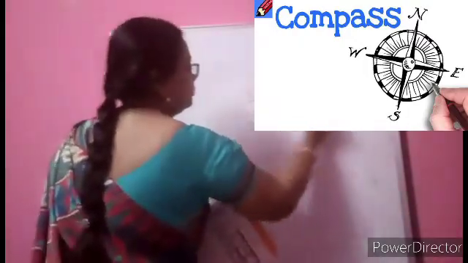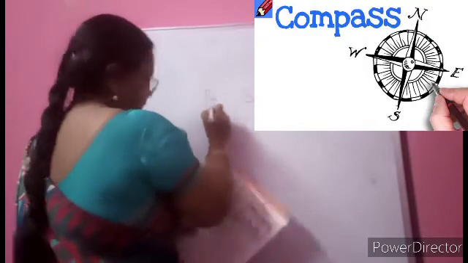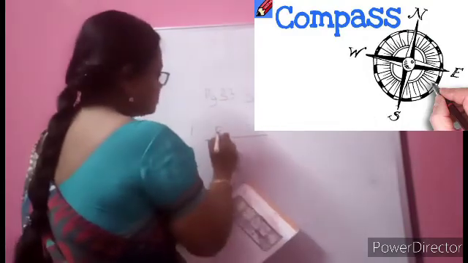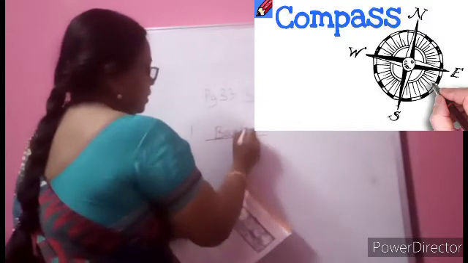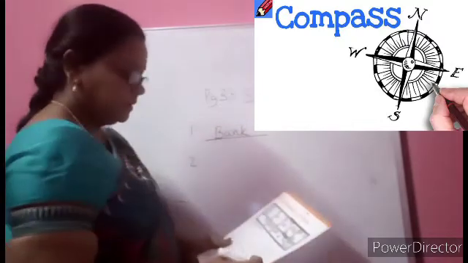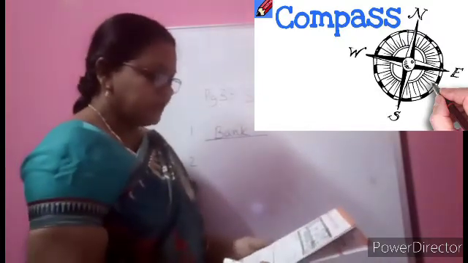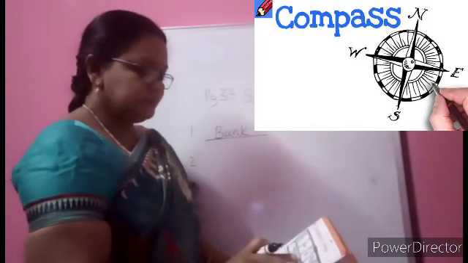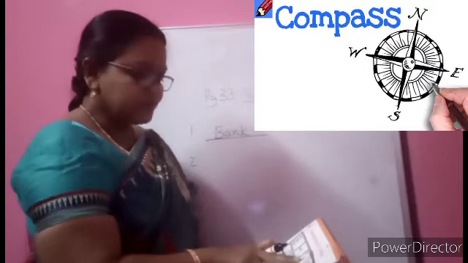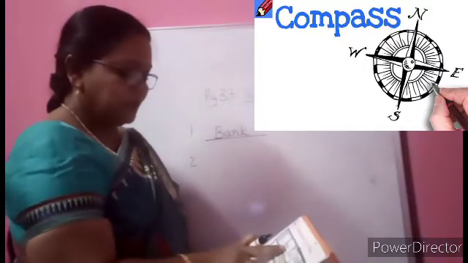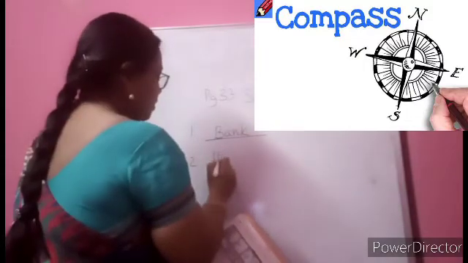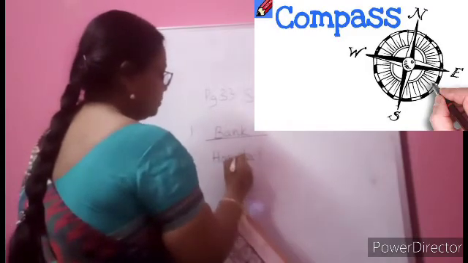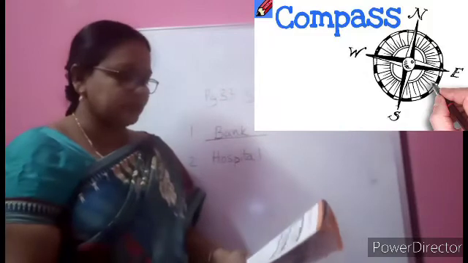We are doing S4. Write the date. Page 33. First one is bank is to the north of the post office. Dash is to the west of the stadium. See, where is the stadium? To the west of the stadium, what do we have, children? West of the stadium we have the hospital. So just use the compass showing the 4 directions and you can answer the questions.